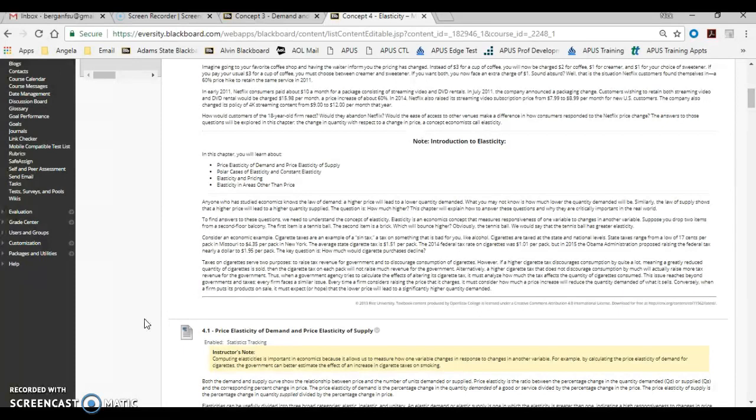You'll notice that examples of inelastic goods are like gasoline. When there's an increase in the price of gasoline, consumers are probably going to have to buy it, which will be inelastic. An example of an elastic good would be a luxury item, something maybe we don't need. And when there's a price increase, consumers may not buy it. So these are the two concepts we're going to focus on this week.